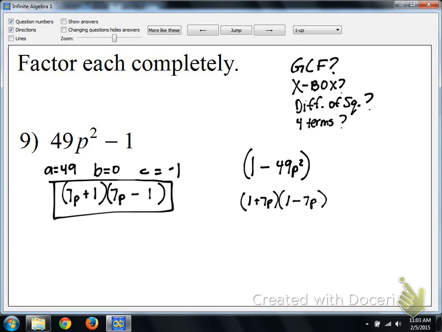So are these the same answers as the first or the original problem? Yes or no? No. Wait, no. They are not.